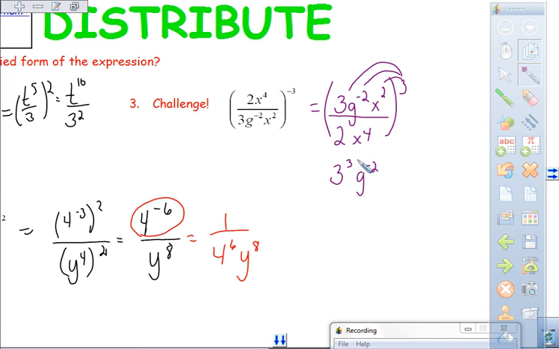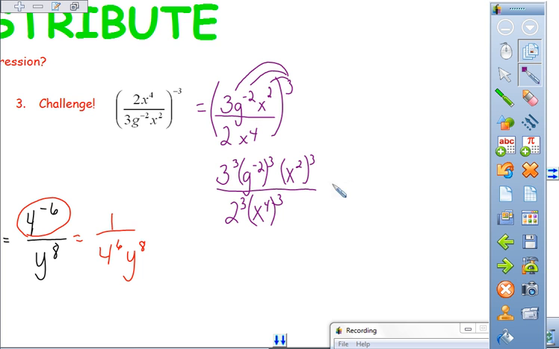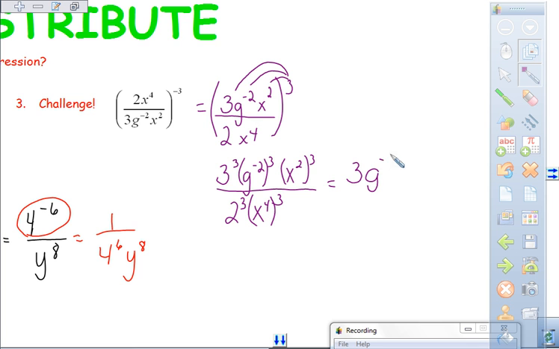g to the negative 2 cubed, and x squared cubed. And the same thing goes for the bottom. And some of you might not have to write that step out, and you can do the simplifying in your head. Negative 2 to the power of 3, power to power we multiply, negative 6, 2 to the 3rd, positive 6. And in the bottom, 2 cubed is going to stay, and x to the 12th. 4 times 3 is 12.